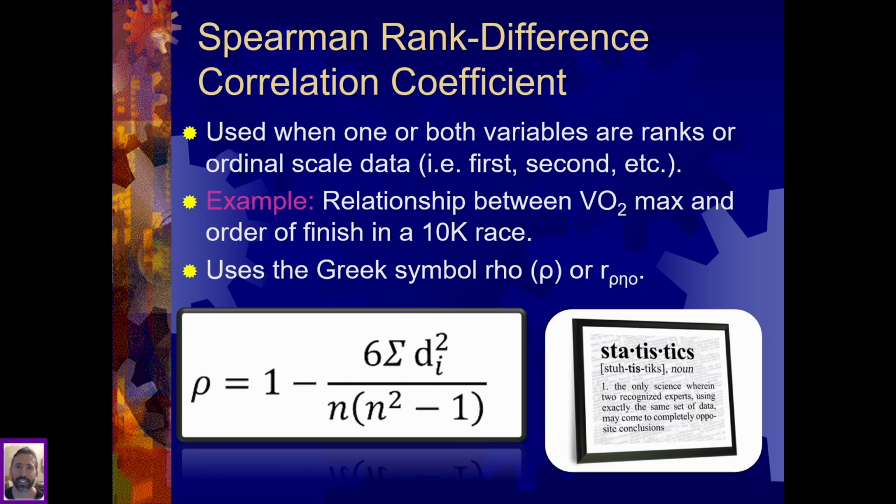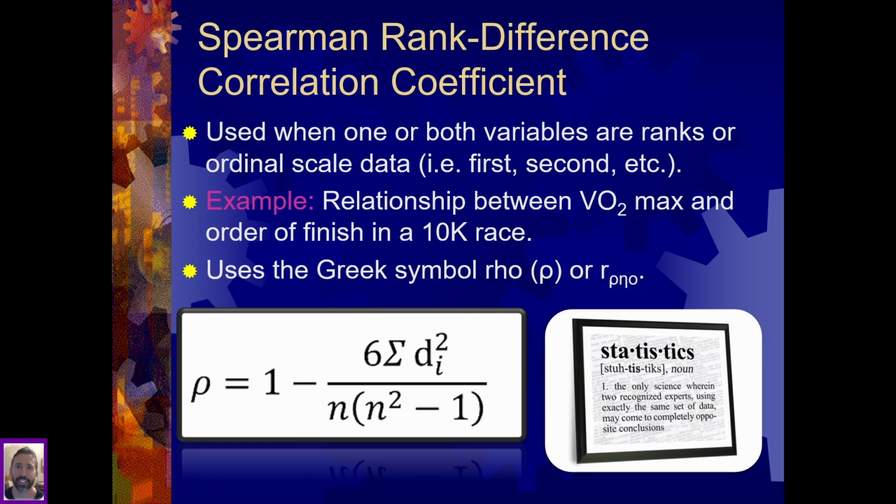This statistical procedure is going to be used when one or both of your variables are ranks or ordinal data. So the data is going to be ranked first, second, third, fourth, and we need to look at the data and compare their rankings.